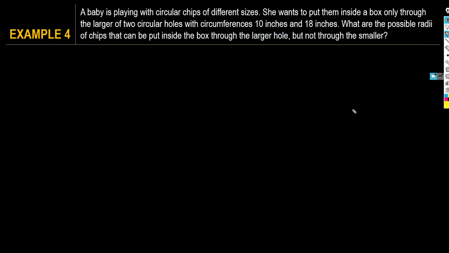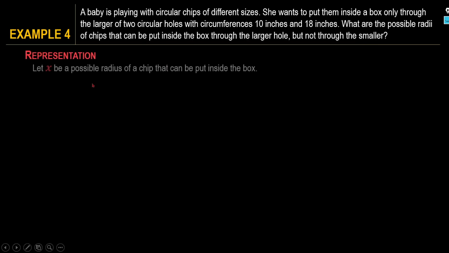Okay? So, what are the possible radii of chips that can be put inside the box? Ano ba hinahanap natin? Possible radii of chips. And maybe we can start there. Simulan natin dito sa pag-represent natin. I will let x be a possible radius of a chip that can be put inside the box. Pero may condition. Dapat hindi siya maipasok dun sa smaller of the 2 circular holes, pero dapat may pasok siya dun sa larger.